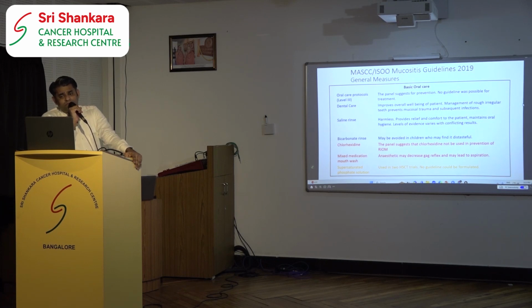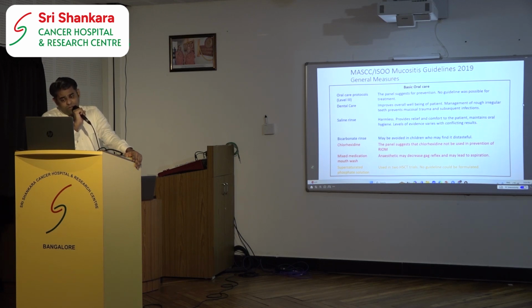So these are some International Society for Oral Oncology guidelines for oral care. Dental care improves the overall well-being of the patient. Saline rinses can be given. Bicarbonate rinses can be given. Chlorhexidine mouthwashes can be given.